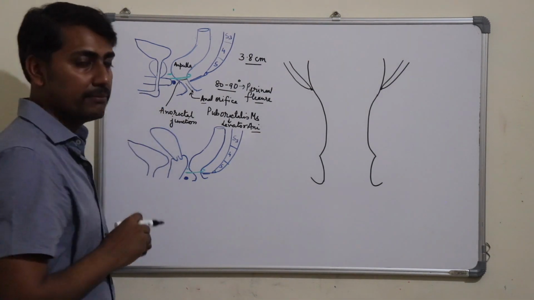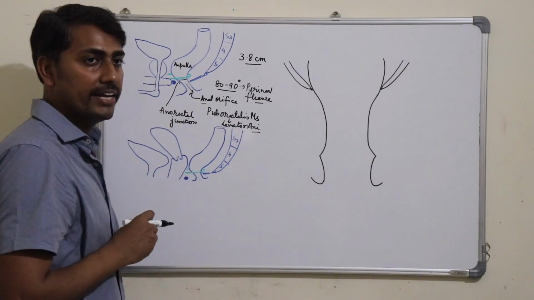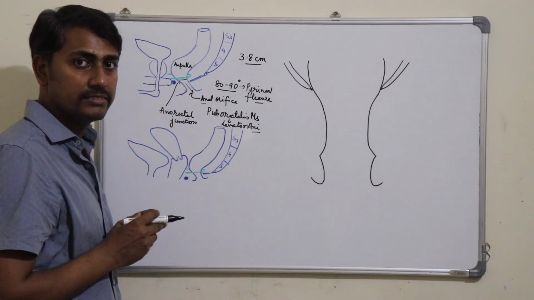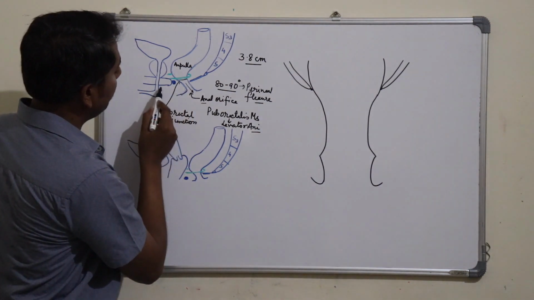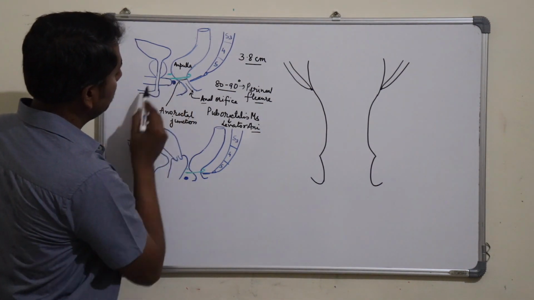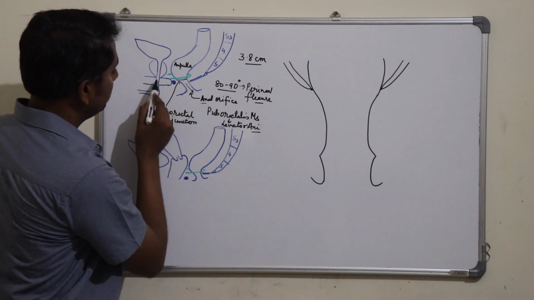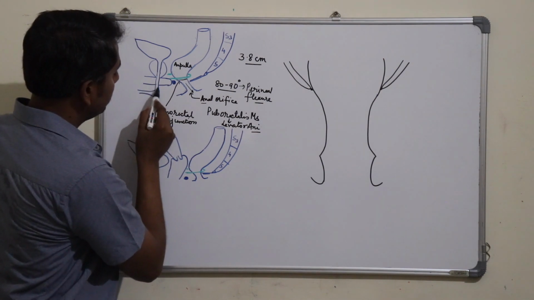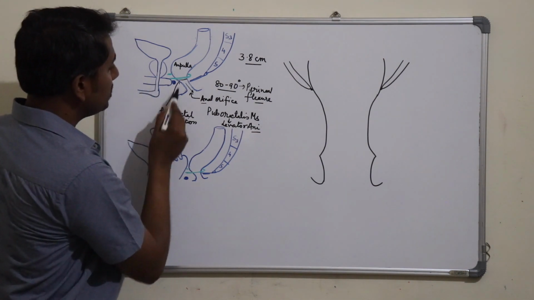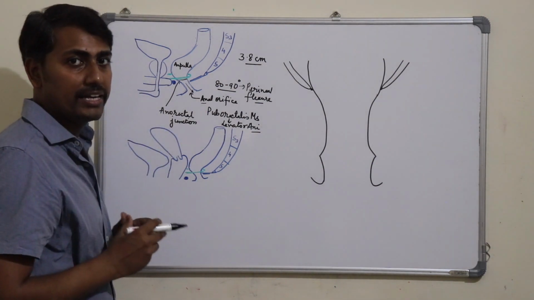So, from this diagram, we can easily make out the relations of the anal canal in males. Anteriorly, the anal canal is related to the perineal body, the urogenital diaphragm, the membranous urethra within it, the bulb of the penis and the initial part of the spongy urethra. These structures are related anteriorly in the male anal canal.